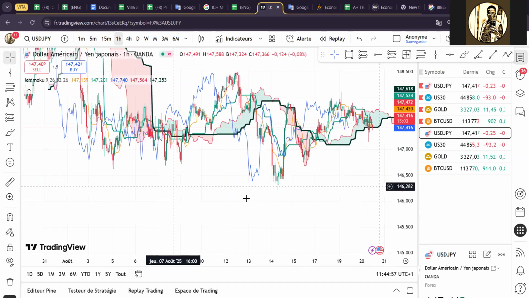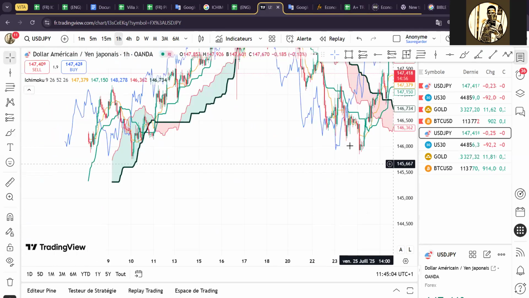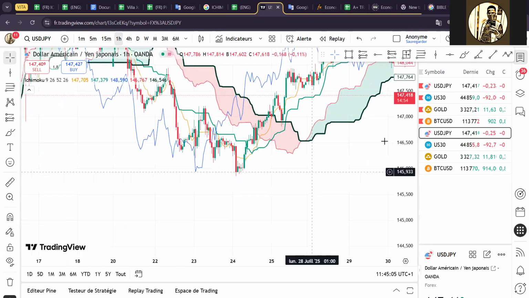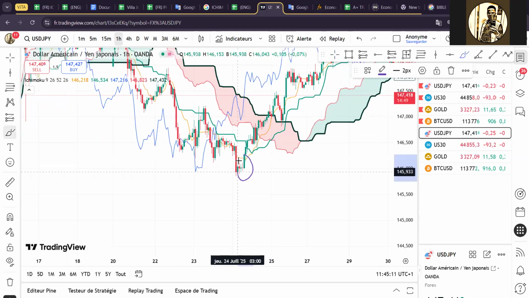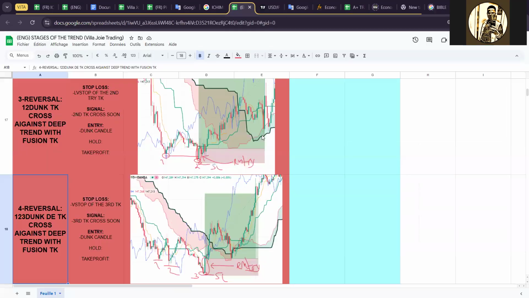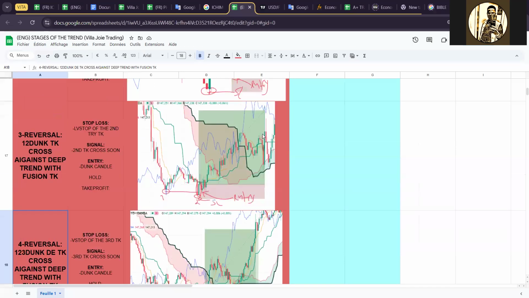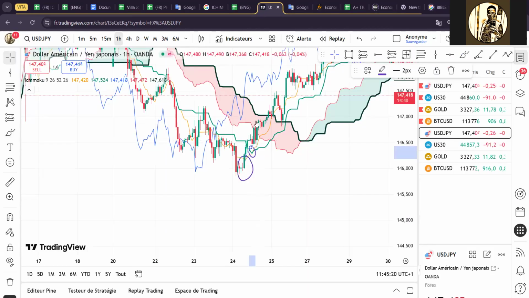In terms of summary, what is the first phase of the trend? This Dunk candle is the first phase. Then the next phase is the cross before the cloud. Then the next phase, as I've shown you, is the 1, 2, 3 TK cross and 1, 2. So those are phase 2.